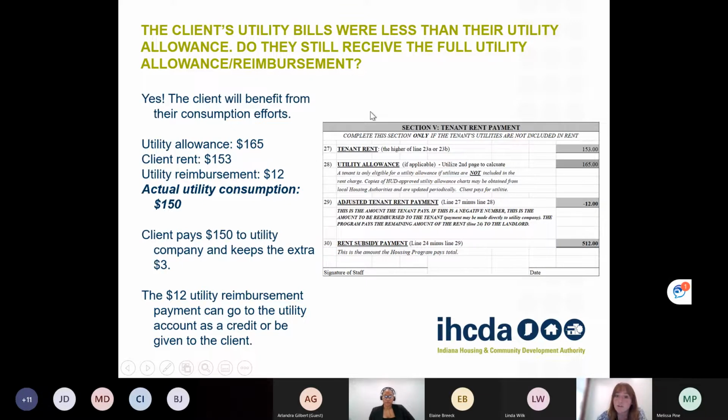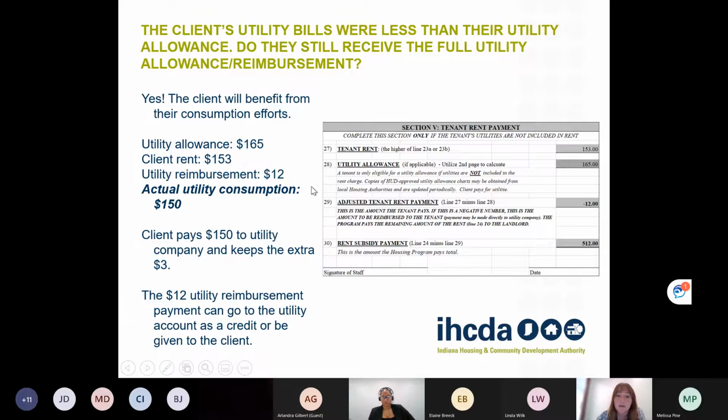So going back to the example client that we discussed earlier, again, as a refresher, their utility allowance was determined to be $165. Their total rent contribution for the month is $153. And then they are entitled to a $12 utility reimbursement to make up the difference of $12 between the utility allowance and what they pay.